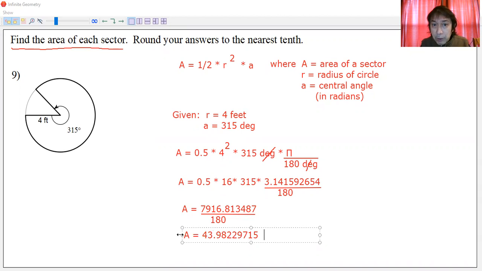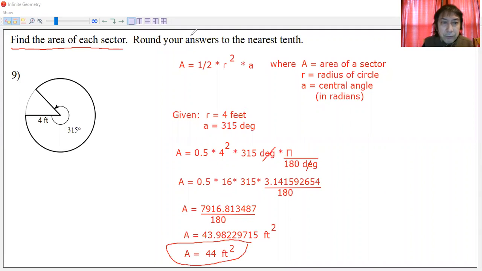The radius unit is feet, so this will be square feet, or feet squared. Then we're asked to round the answer to the nearest tenth. That means the 9 becomes 10, a carryover to the 3. So we will have 44.0, or simply 44 square feet. This will be our final answer, 44 square feet for the area of the sector.